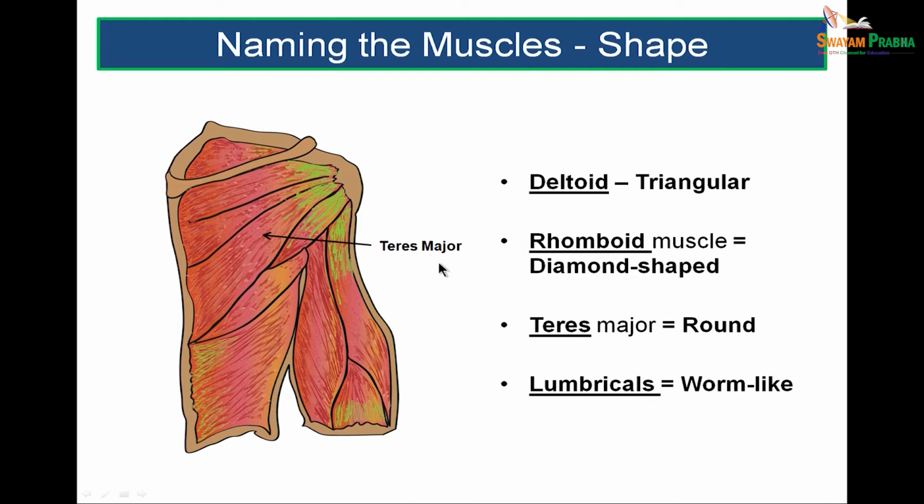Naming the muscles by shape. The deltoid, what does this mean? It means a triangle. So, the deltoid is a triangular muscle. If you take the rhomboideus muscle of the back, that is diamond shaped. Rhomboid means diamond shaped. Teres major, if you see here, this is the teres major. If you look at this muscle, it is a rounded muscle. Teres means round. If you look at the lumbrical muscles of the hand, they are very slender and worm-like, and so they are called lumbricals.